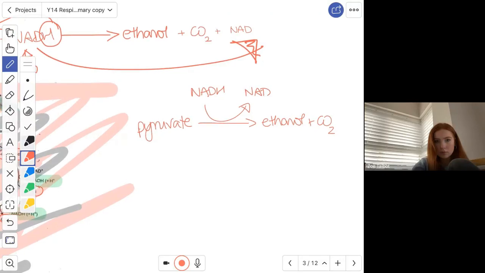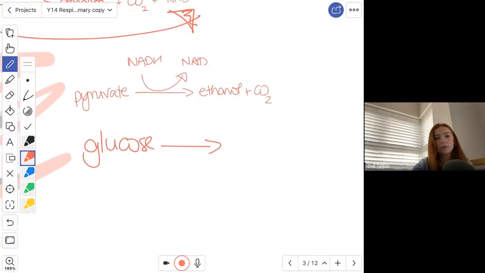And so that actually, if you think back to GCSE, what organisms does this happen in? This type of anaerobic respiration. Zoe, can you remember?